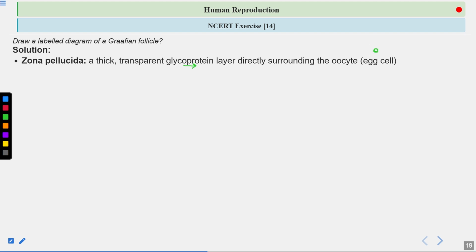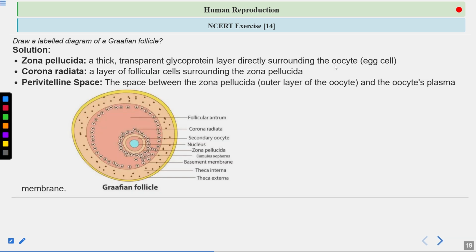So this is the oocyte. Then you have the zona pellucida. Then you have the corona radiata. The corona radiata is a layer of follicular cells or granulosa cells surrounding the zona pellucida, meaning it is at the outer side of the zona pellucida. This is the ovum, or the oocyte. This is the zona pellucida, then you have the corona radiata. Then the perivitelline space is the space between the zona pellucida and the plasma membrane.